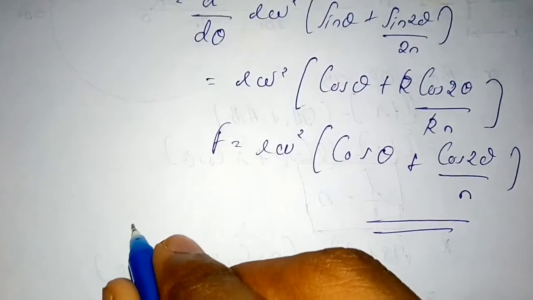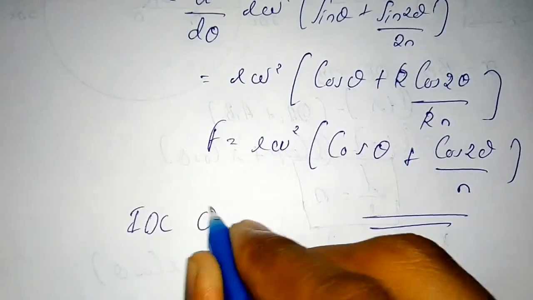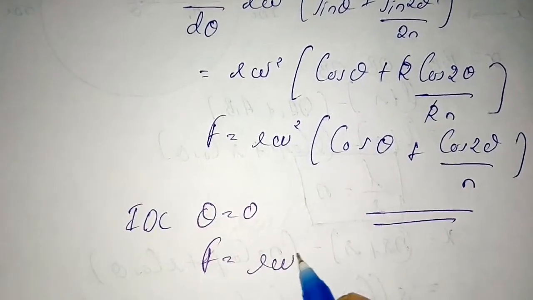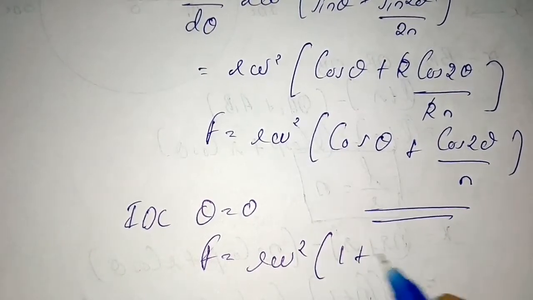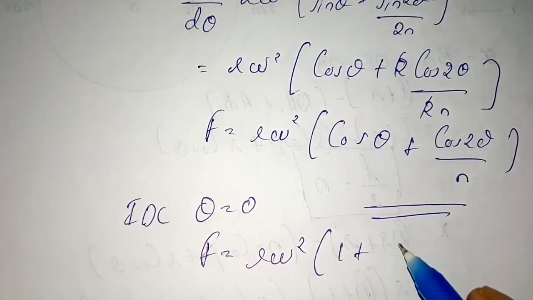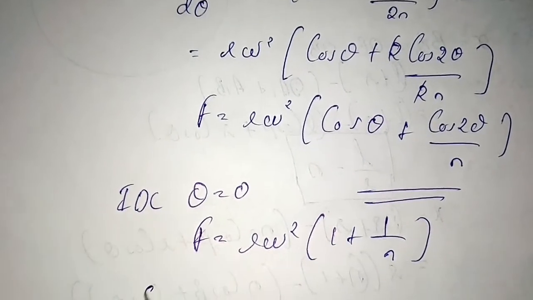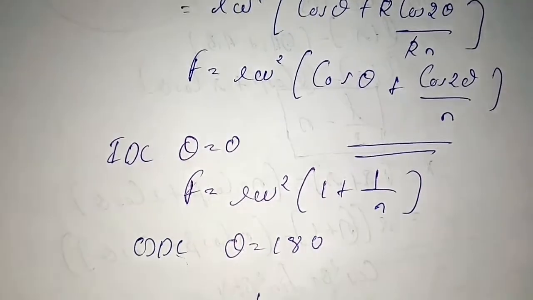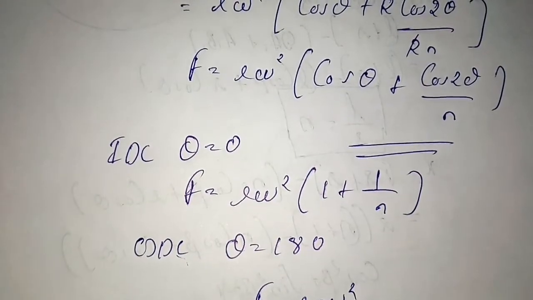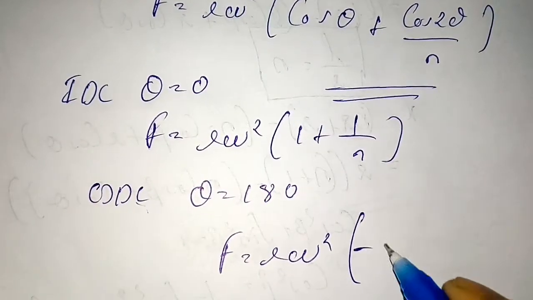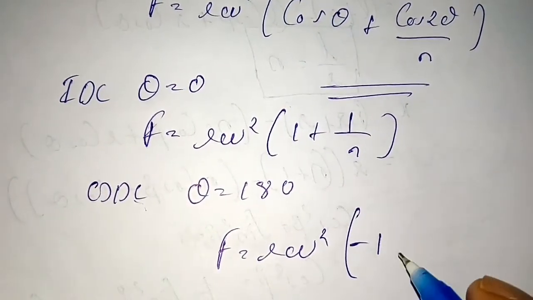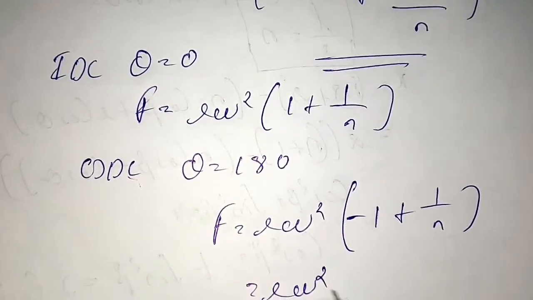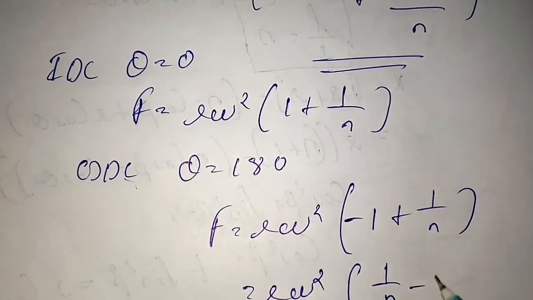And if the piston is at inner dead center, the theta value is equal to 0. So we can write the acceleration as r omega square into cos 0, which is 1, plus cos 2 theta, which is cos 0, 1, by n. For outer dead center, theta will be equal to 180, and the acceleration will be r omega square into cos 180, which is minus 1, plus cos 360, which is 1, by n. So it will be r omega square into 1 by n minus 1.